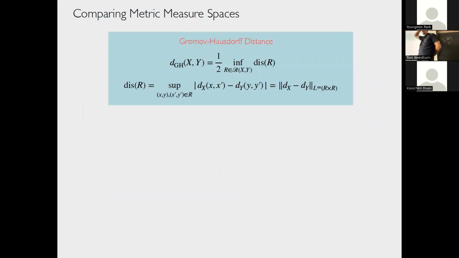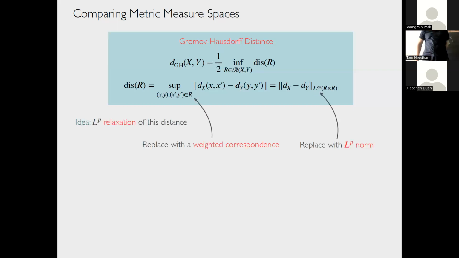So here's the formulation. This is just copy-pasted from the last page, to remind us what's going on. Now this worst case metric distortion, I can think of as an L infinity norm of the difference between dX and dY. If I think of dX minus dY as a function from X cross Y to R, then this is the L infinity norm over X cross Y of that. I'm writing it like this to suggest what we might want to change.